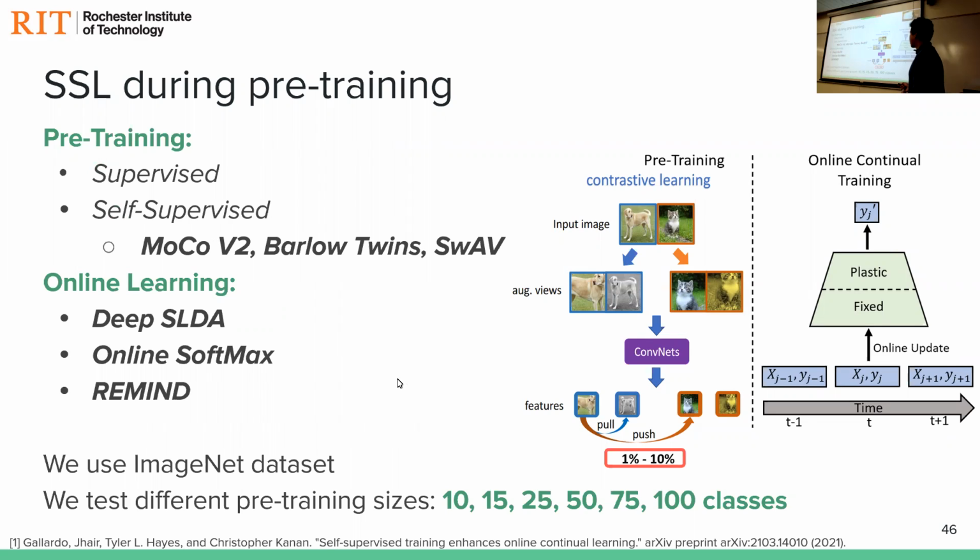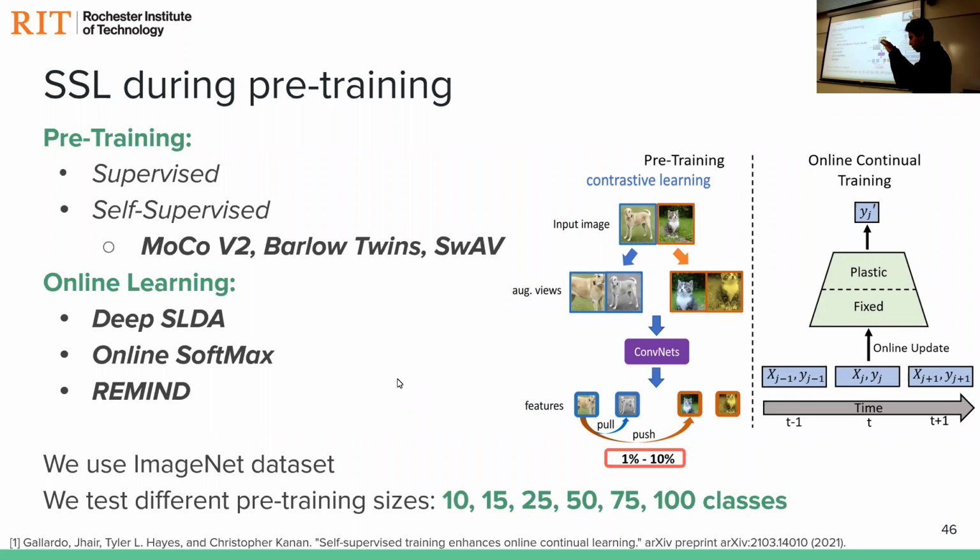Deep SLDA, which is another method that was developed by the laboratory where I'm working, they don't use replay. What they do is every time they see a new class, they learn a mean vector of that class, and then they learn a shared covariance matrix across all the classes.